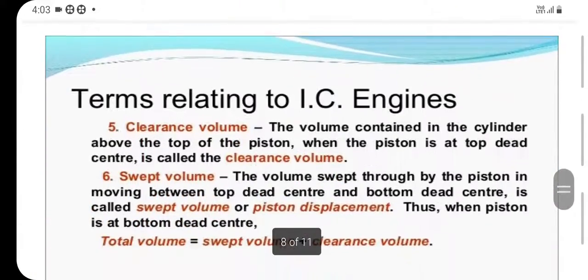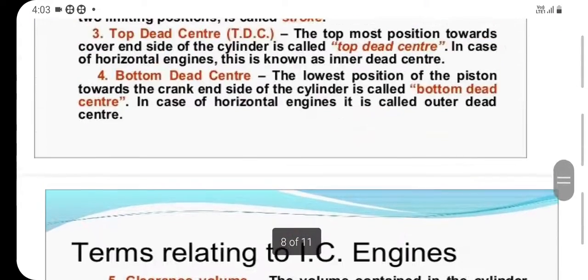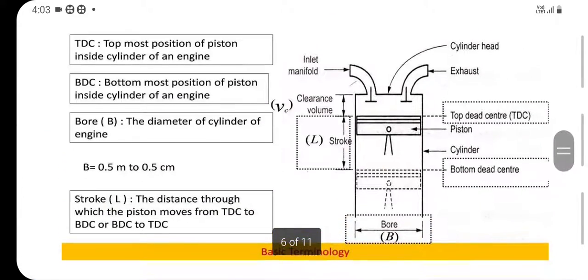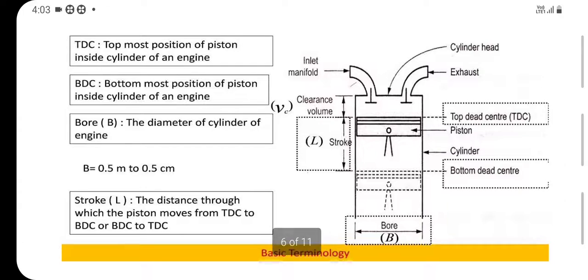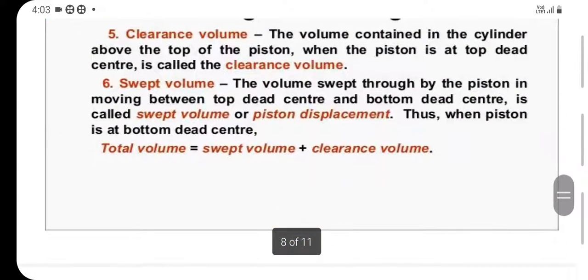Next is the swept volume. The volume swept by the piston in moving between TDC and BDC is called the swept volume, or piston displacement volume. Look at this schematic diagram. The piston moves from BDC to TDC. The volume swept by the piston is called the swept volume. The swept volume is denoted by V suffix S.